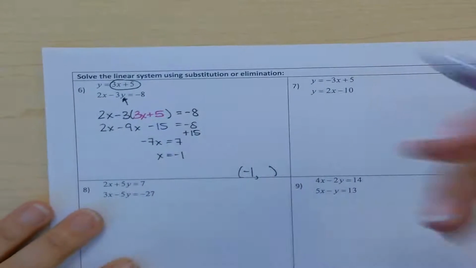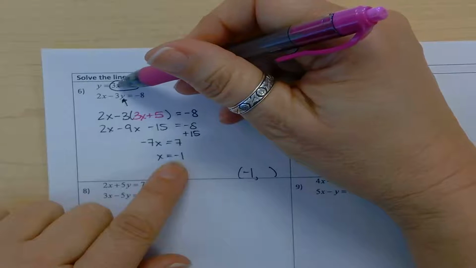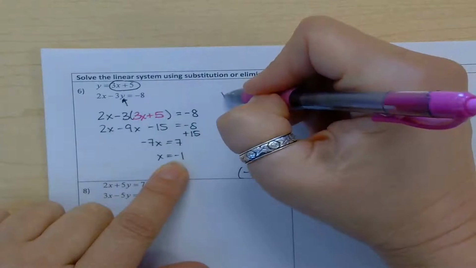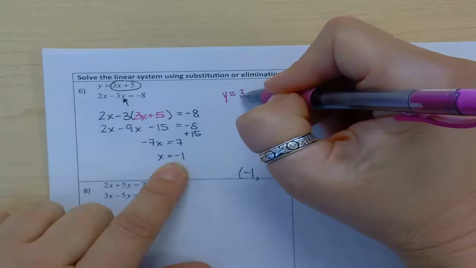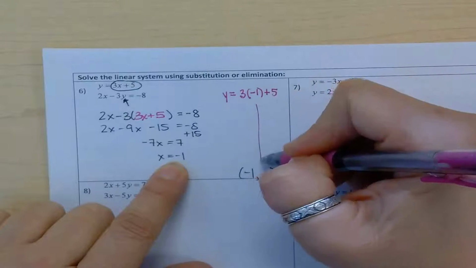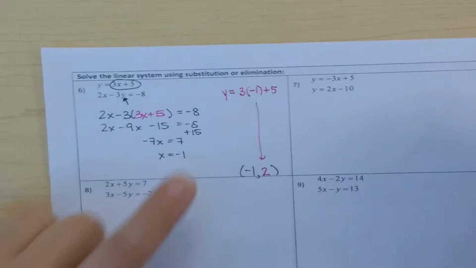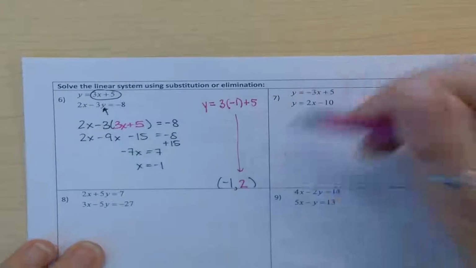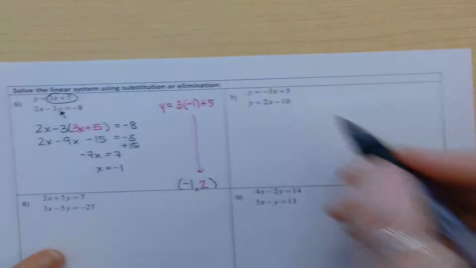And we talked about the fact that if you can plug negative 1 up here in your head, that's fine. I'll just show you where it goes. But it's 3 times negative 1 plus 5. And if you do that, you will get 2. And you don't need to show this work, you just need to make sure you get 2.